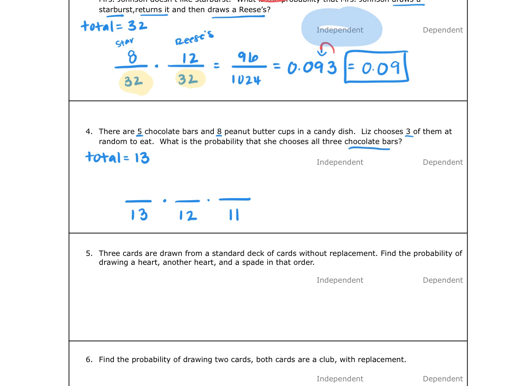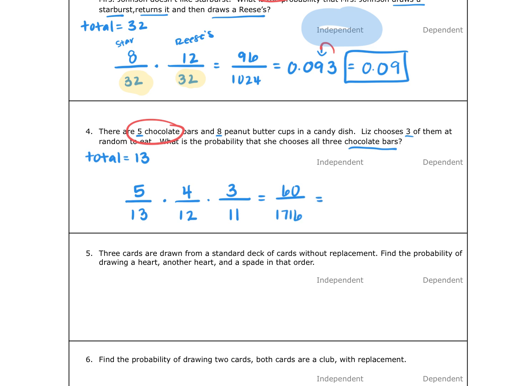If she wants chocolate bars all 3 of the times, I'm going to go back and I'm going to find the chocolate bars. And there were 5. So initially there were 5 chocolate bars. She ate one, so there's going to be 4. She ate that one, so then there's going to be 3. If I multiply straight across, I get 60 on the top and 1,716 on the bottom.